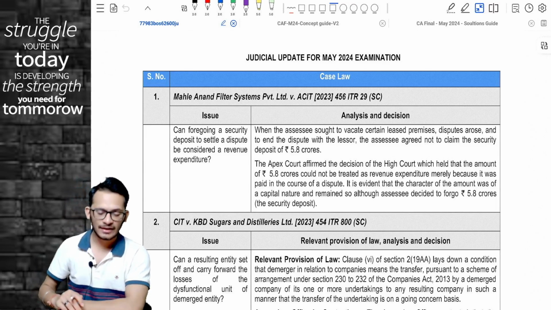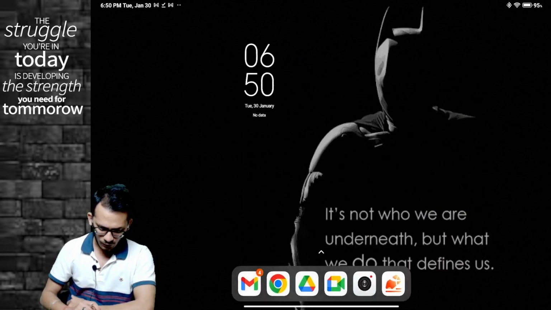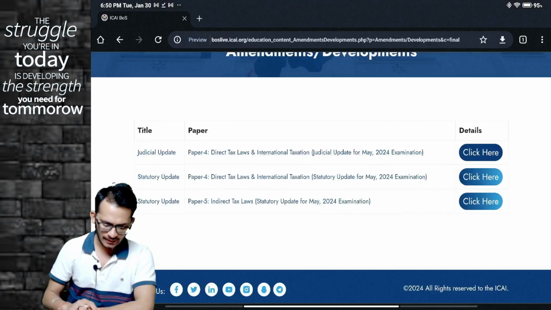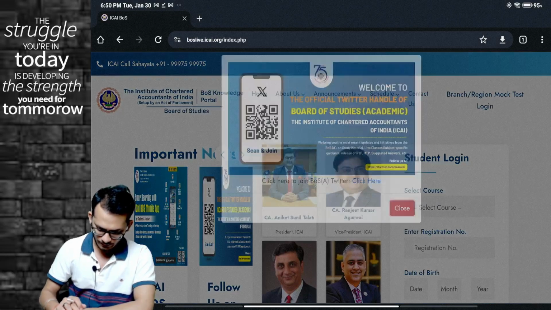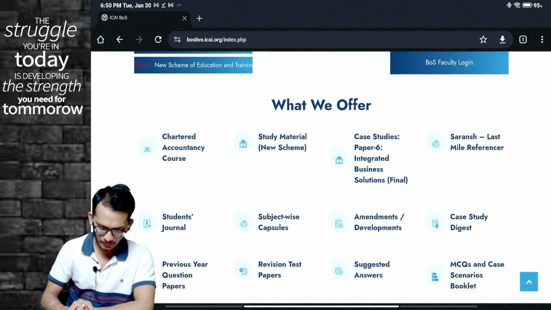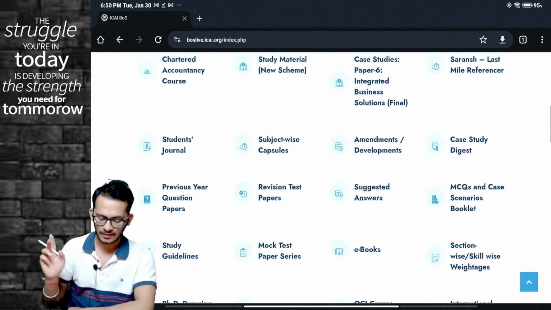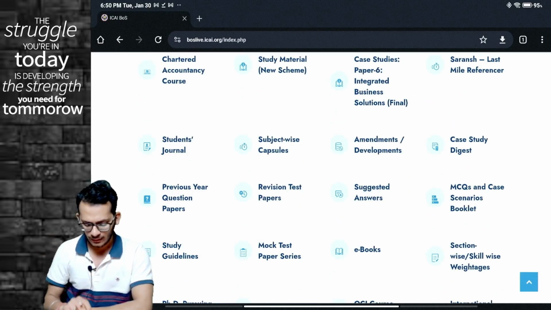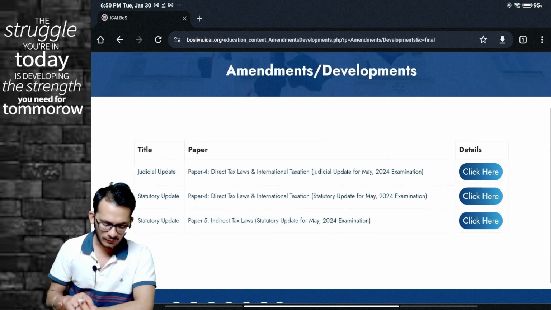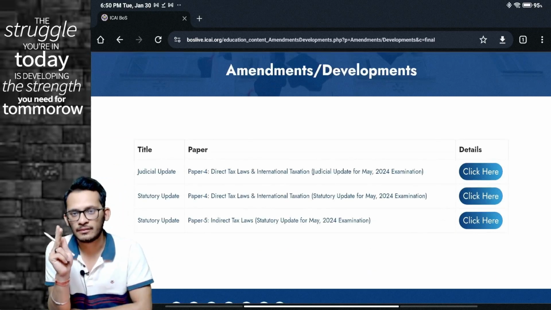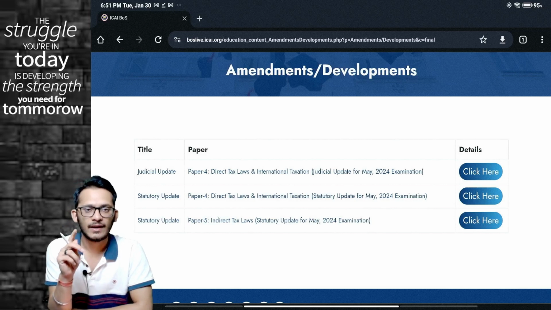Now, to quickly tell you where you can find these updates, you have to go to the ICAI portal. In the ICAI portal, you will find something called BOS. Click on BOS, and at the bottom there is something called amendments or developments. Click on developments and amendments, go to Finals. You will find two relevant for Paper number 4, which is Direct Tax. One is the judicial updates, one is the statutory updates.